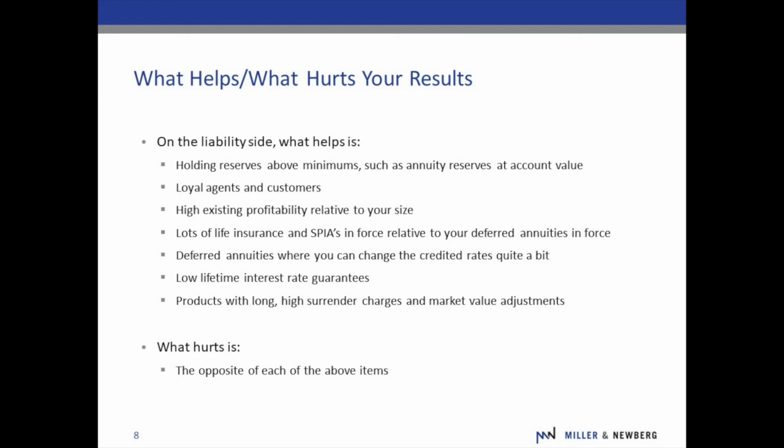And then finally, it helps to have products with long, high surrender charges and market value adjustments, features which lock customers in, that make it harder for them to leave, no matter what's happening with the interest rate environment. So that list of items there, all of those things are what helps. And of course, the opposite of each of the above items is what hurts. So for example, if you're holding your reserves at the absolute minimum level, if your agents and customers are very inclined to always be looking at, how do I get maximum value? And if this company isn't providing it for me, let me go take it elsewhere. If your profitability is already suffering a bit, all of these things hurt you.